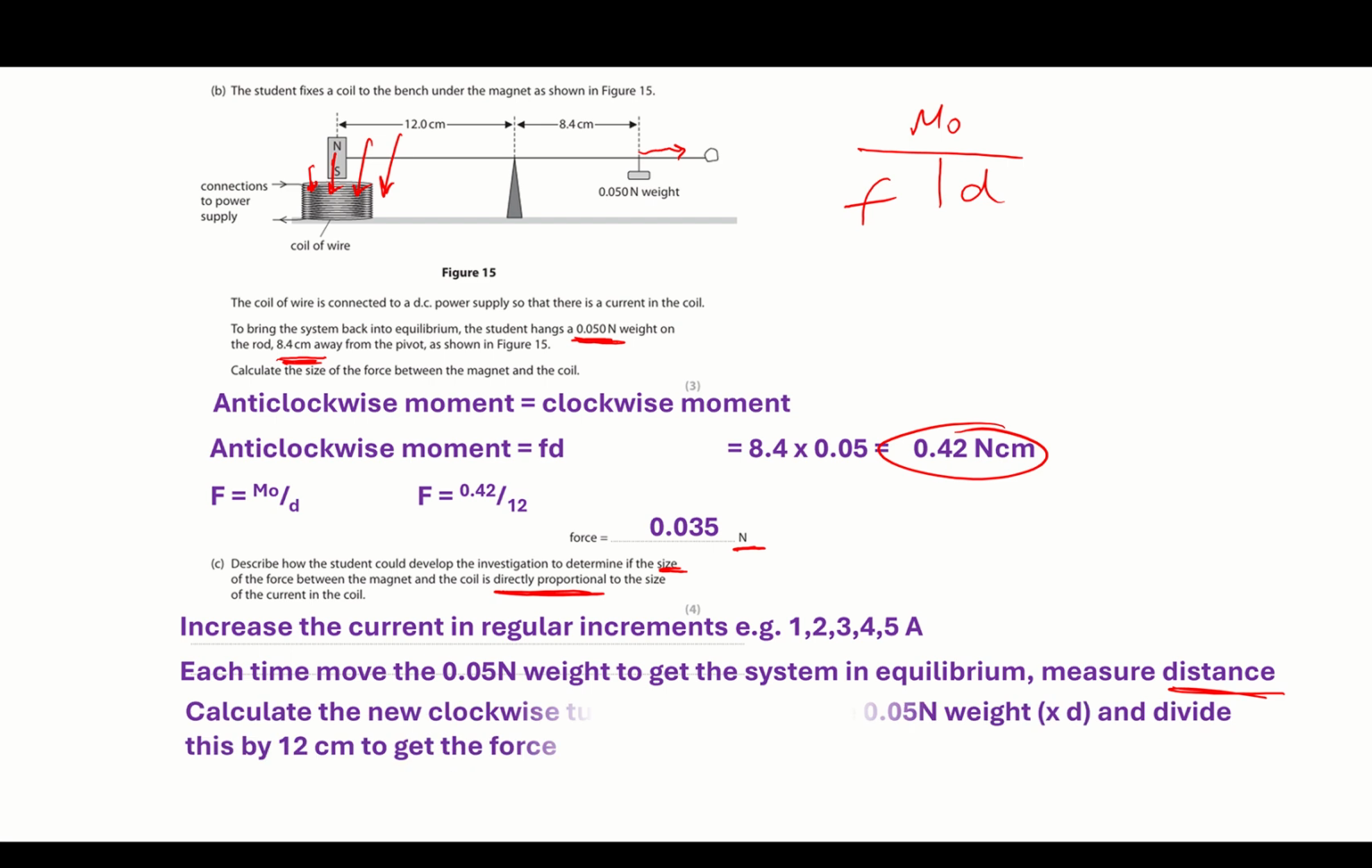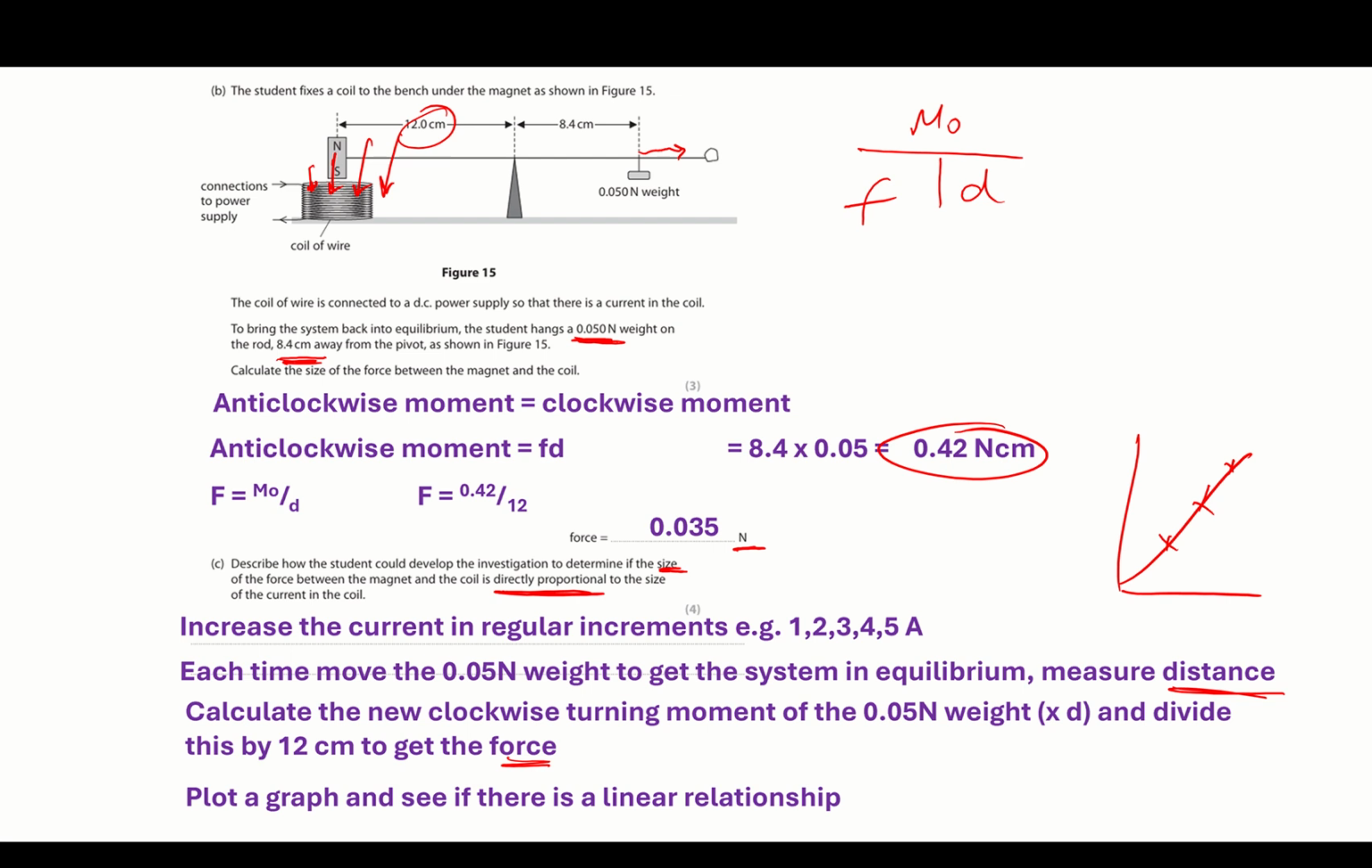Then we can calculate the new clockwise moment, so 0.05 times whatever the distance is. If we then divide that by 12, we will get the new force. And then the last part is, now let's plot a graph and see, is it a straight line? So plot a graph and see if there is a linear relationship, and that will prove that it's directly proportional.